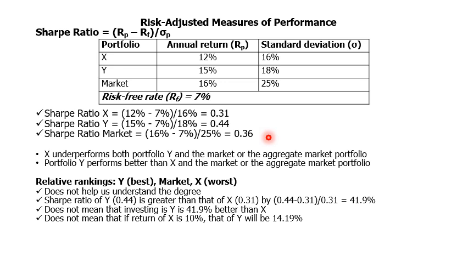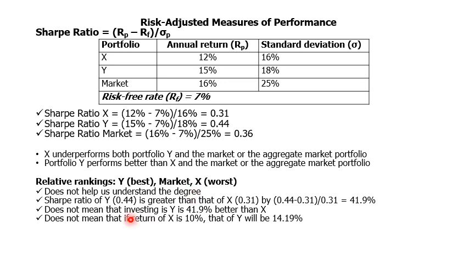The portfolio X has the lowest excess return per unit of total risk. X underperforms both Y and the market, or the aggregate market portfolio. Portfolio Y performs better than the portfolio X and the market. Note that the relative rankings, Y being the best, X being the worst, and the market being somewhere in the middle, do not help us understand the degree by which Y is better than the market or X.